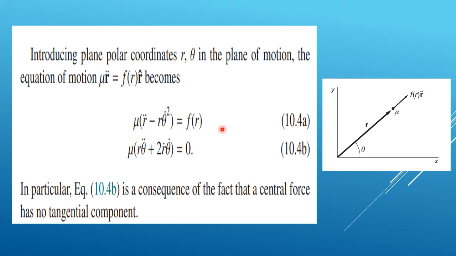So this is the equation of motion along the radial direction, and similarly there is an equation in the tangential direction, which will be mu times (r theta double dot plus 2 r dot theta dot) equal to 0. So these are the two equations of motion in the radial direction as well as the tangential direction. This equation is a consequence of the fact that a central force has no tangential component, right?